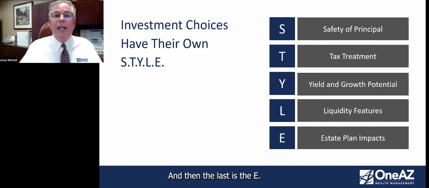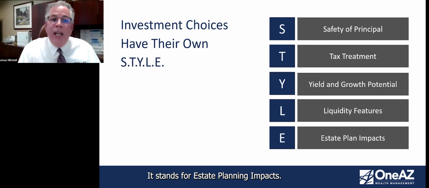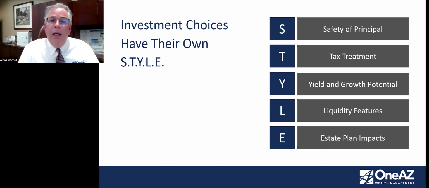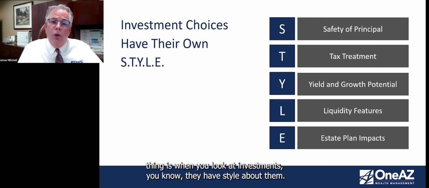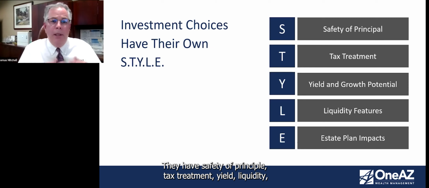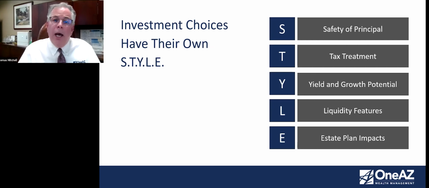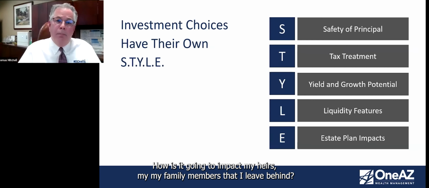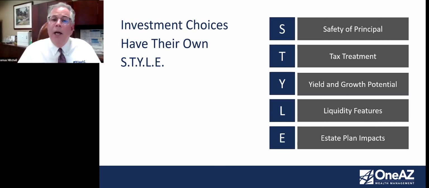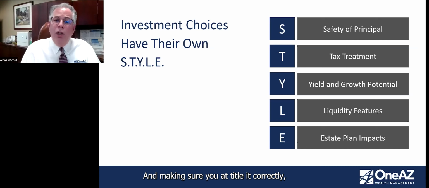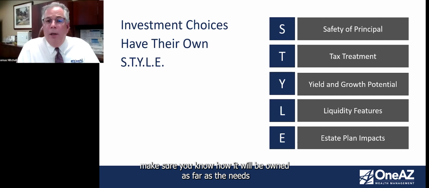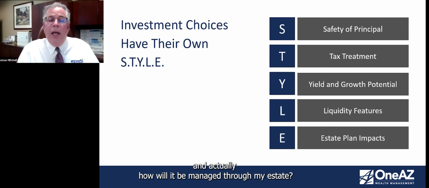And then the last is the E. What does E stand for? It stands for estate planning impacts. The most important thing is when you look at investments, they have style about them. They have safety of principal, tax treatment, yield, liquidity, but also, how is it going to impact my estate? How's it going to impact my heirs, my family members that I leave behind? How is it going to impact them? And make sure you title it correctly, make sure you know how it will be owned, and actually how will it be managed through my estate?